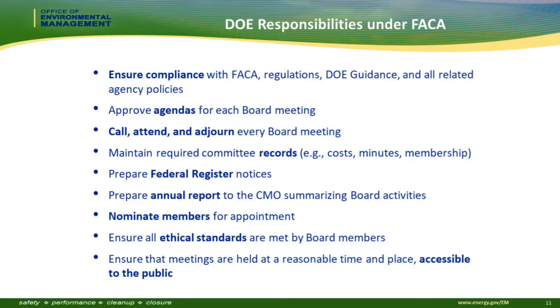Some of the responsibilities that DOE has to do under FACA is maintain all the agendas. We have to call and adjourn every meeting. We have to keep records of just about everything for the life of the board. We have to make sure every meeting is noticed in the Federal Register. We have to do an annual report every year. We have to nominate members. And again, ensure that we meet all ethical standards. I'm going to talk about that in a little bit. But basically, those are responsibilities that DOE has.